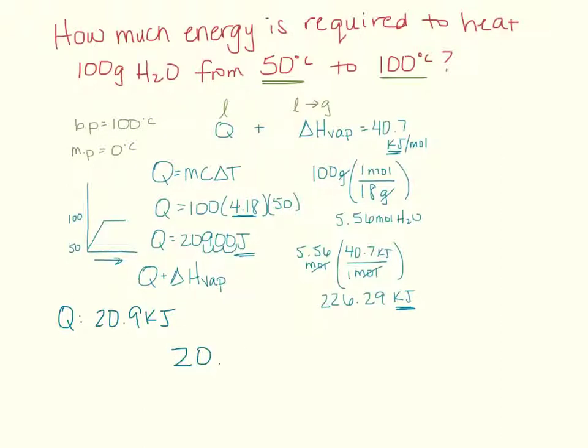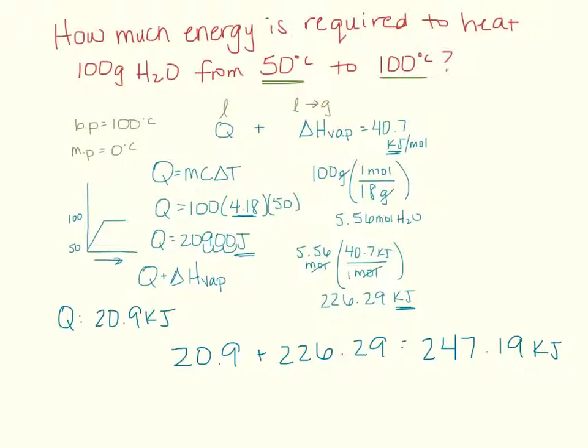So 20.9 plus 226.29 gives me 247.19 kilojoules. So it takes 247.19 kilojoules to heat 100 grams of water from 50 degrees Celsius to 100 degrees Celsius.